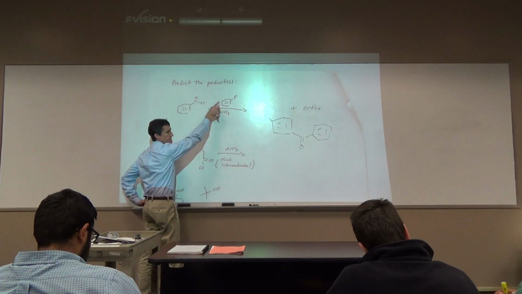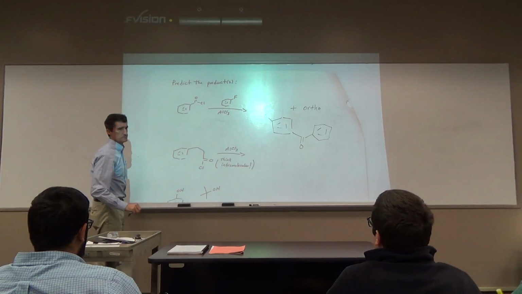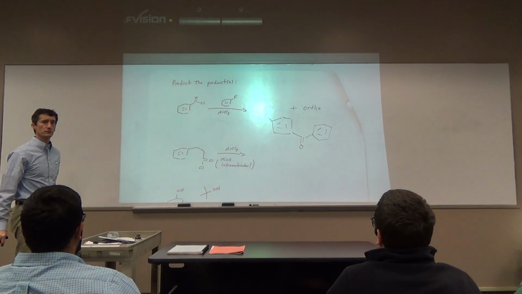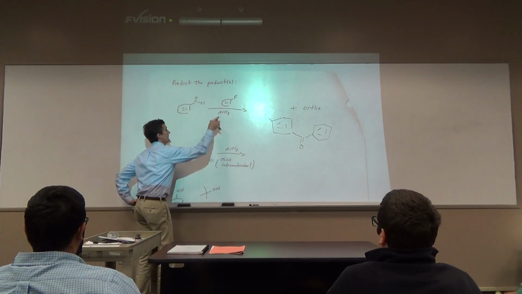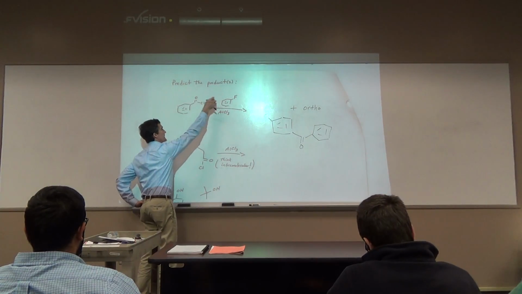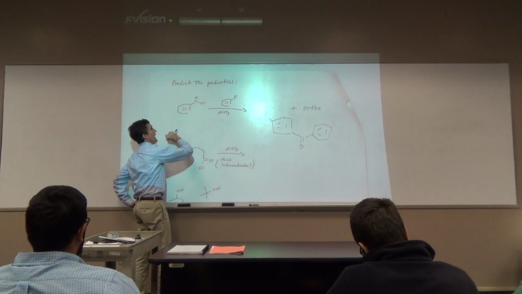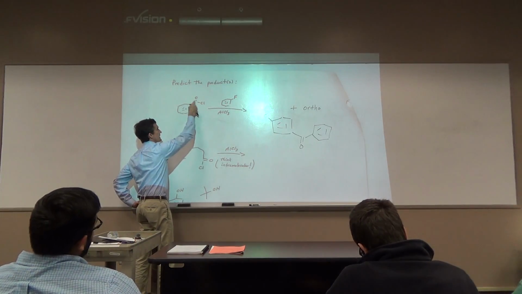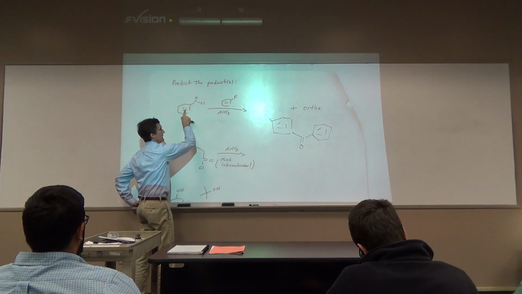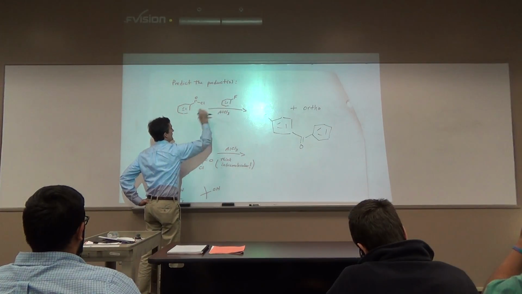Which ring is reacting in the EAS? You've got two rings, but which one is reacting? The first one, because it has an activator. This is going to make your acylium ion, and this ring attacks the acylium ion. This other ring has a deactivator. It does not even do Friedel-Crafts acylation. This is the ring reacting.